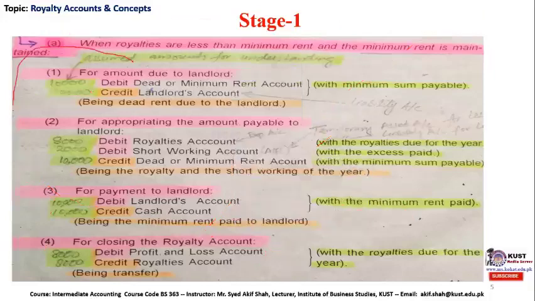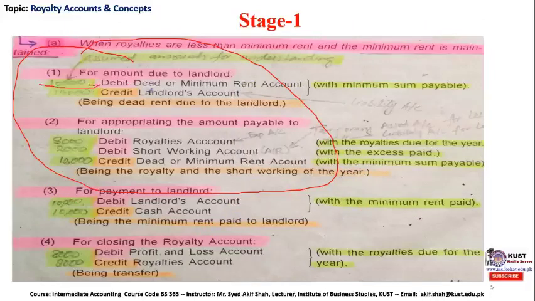These two entries, first and second, will be summed up with each other, and we have to avoid mentioning the dead rent or minimum rent in both entries. So we are not required to write down these entries, since the company under stage first in condition B is not maintaining the dead or minimum rent account. Therefore, we have crossed it with the red line.